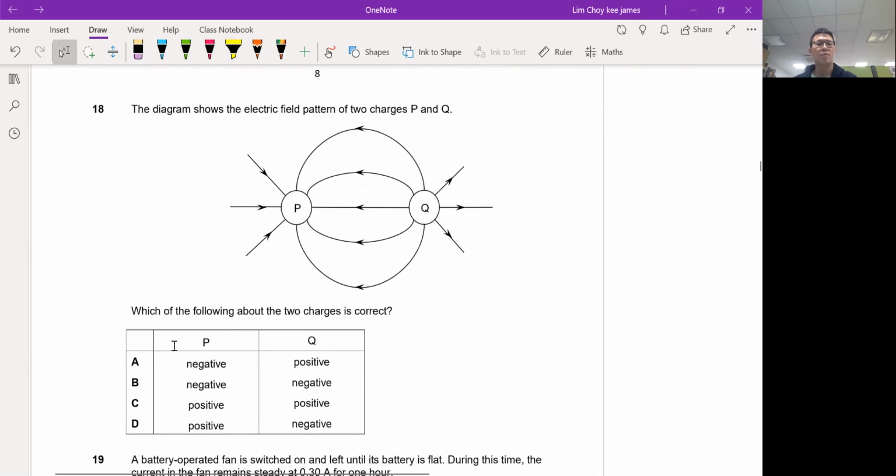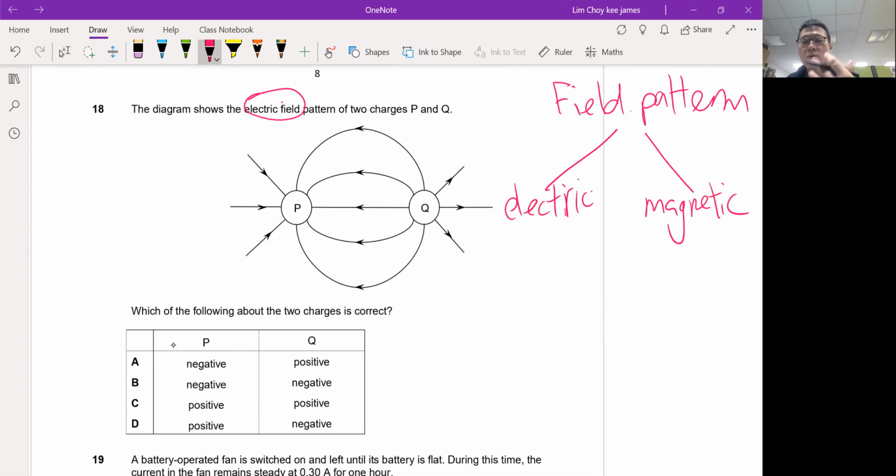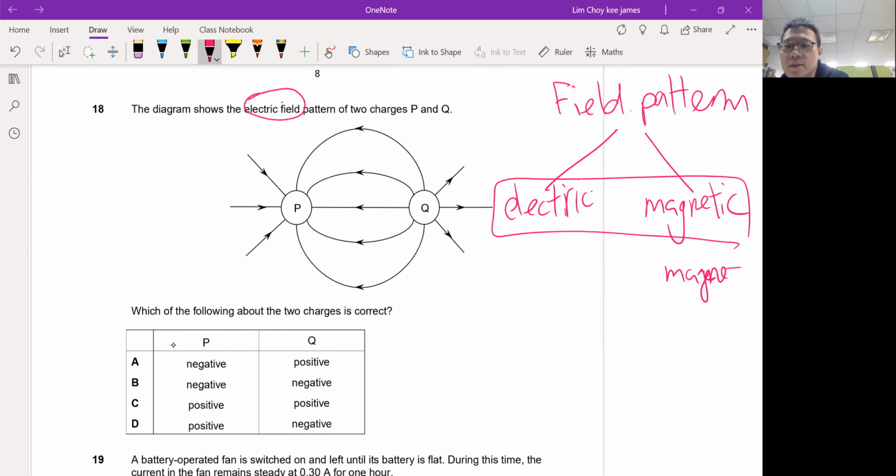Now for 18, it's a classic, a standard electric field pattern for positive charges. For field patterns in the O-level series, you'll find that there are only 2 types of field pattern. One is the magnetic field pattern, the other is the electric field pattern. The good thing about the textbook is that it has quite comprehensive or basic field patterns inside these two topics, so remember to refer to them, and don't get mixed up. For magnetic field pattern we are looking at magnets. For electric field pattern we are looking at charges, positive charges and negative charges. Don't use the wrong words.